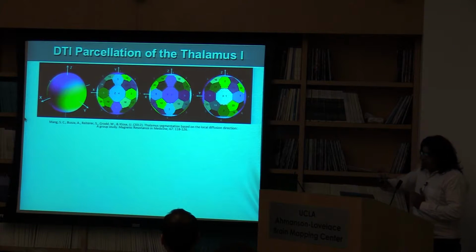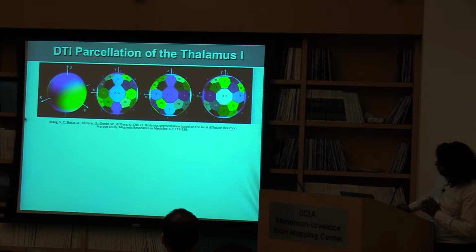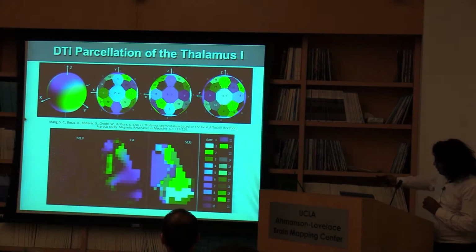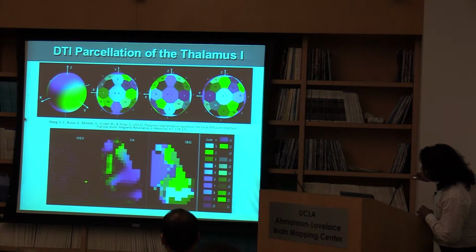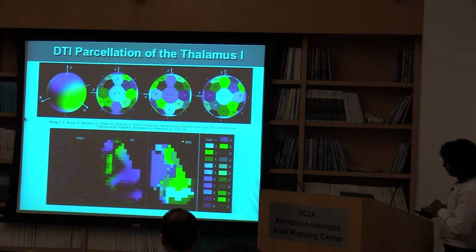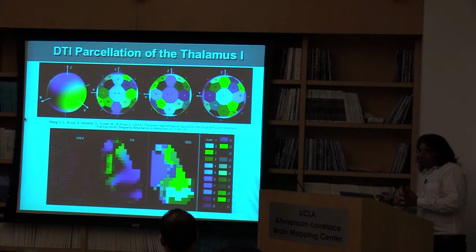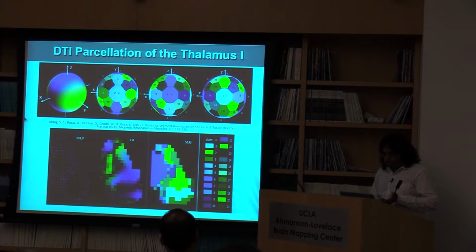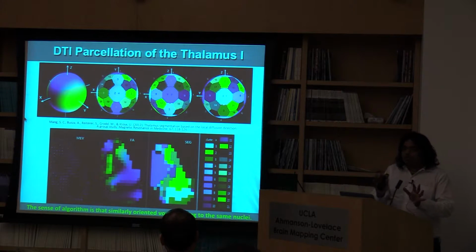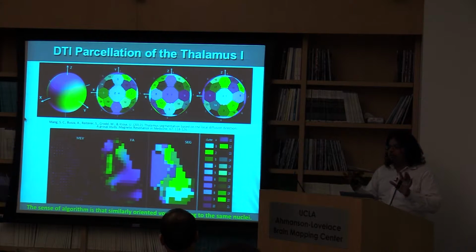This slide shows our method in a bit more detail. On the top you see an illustration of the predetermined 21 equidistant orientations in different views. On the bottom you see an axial slice of the thalamus which depicts the principal eigenvector at each voxel as well as the corresponding fractional anisotropy map, and segmentation results on the right side. So you can see that it is possible to sort different eigenvectors into different clusters. The essence of the algorithm is that similarly oriented voxels may belong to the same nuclei.